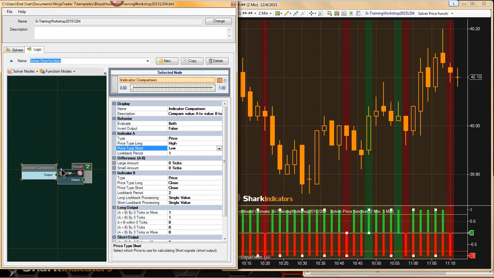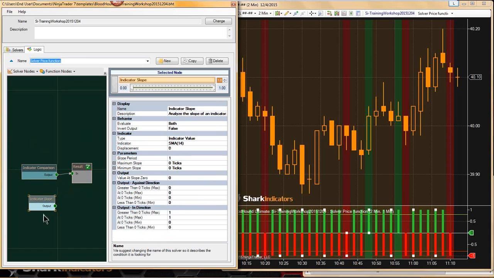Let's grab another solver here. Once again, it's getting a little off topic, but I guess it's helpful to understand how BloodHound is working under the hood. What is BloodHound doing under the hood? So I just grabbed a slope solver, just because the slope solver just has one indicator.